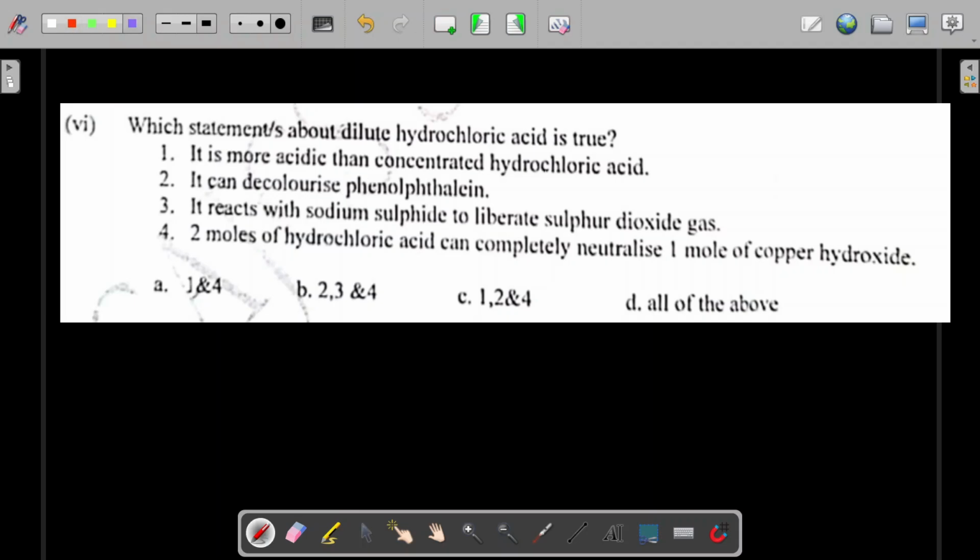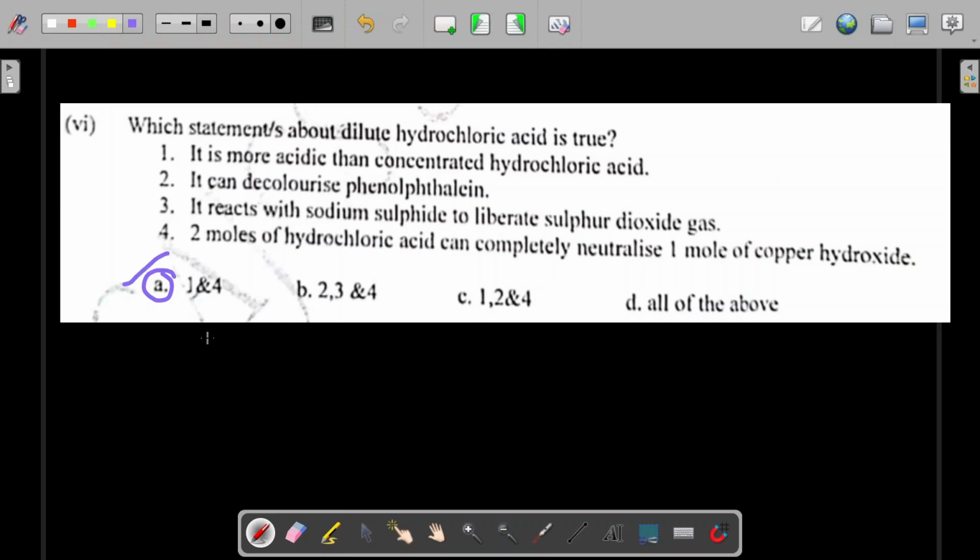It is more acidic than conc HCl. Yes, Rishi? Sir, it's respect. 1, 2, and 4, C option. Huh? Yes. Okay, anybody else? Sir, 1 and 4. Okay, anybody else? 1 and 4 is correct.